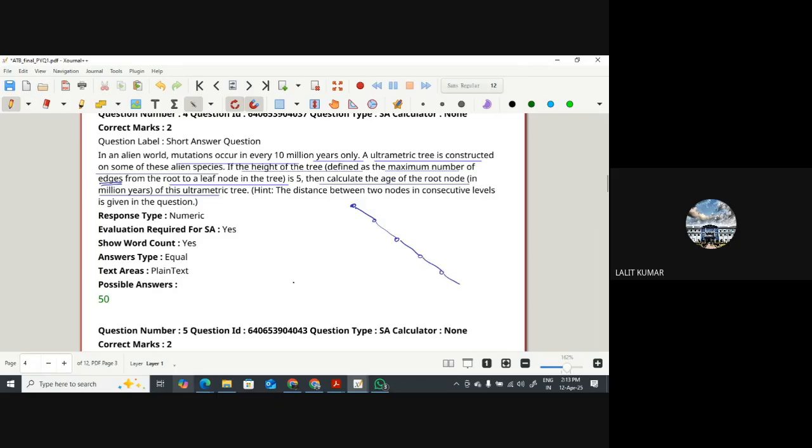These are the number of edges. So this is 5. So it means 5 mutations have taken place. And how much time does every mutation take? 10. So your total will become 5 into 10 is equal to 50 million years. Is this okay?